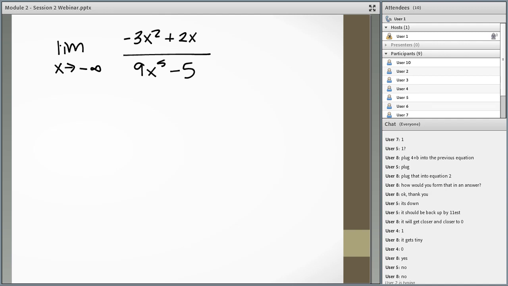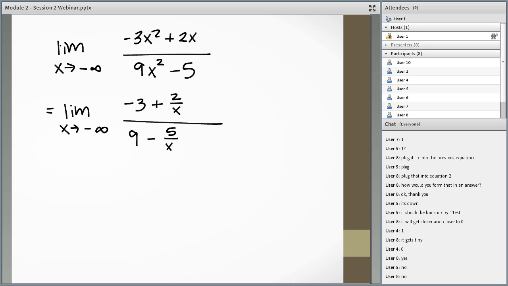So let's divide each term. I just wrote an x to the 5th rather than an x squared. Sorry about that. So let's divide each term by an x squared, or again, if you want, a 9x squared. It works out the same way. So when I divide out the x squared, I get negative 3, the same thing I did in the last case, plus 2 over x over 9 minus 5 over x squared.